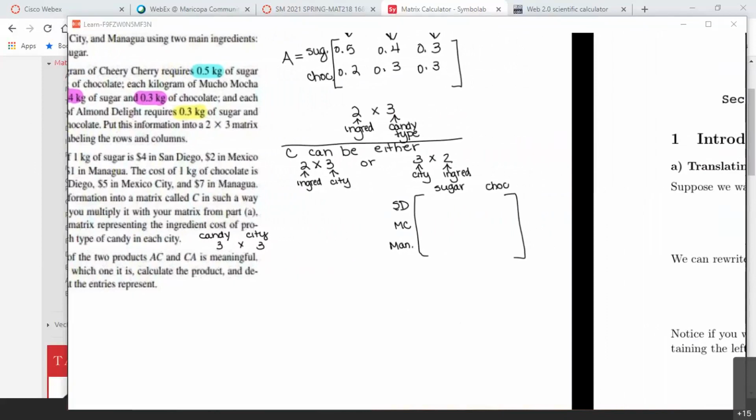Okay, so in San Diego, sugar is $4. In Mexico City, it's $2. In Managua, it's $1. Chocolate is $3 in San Diego per kilo, $5 in Mexico City, $7 in Managua. So I have this, okay? This is a 3 by 2, and the 3 are city, and the 2 is ingredients.